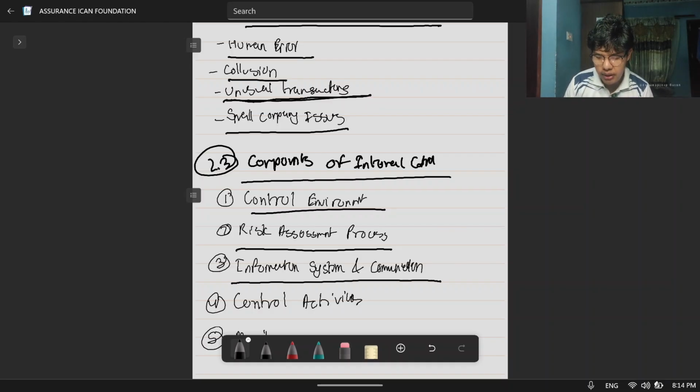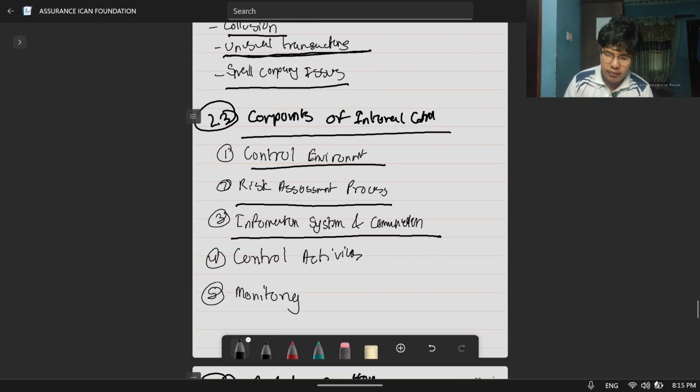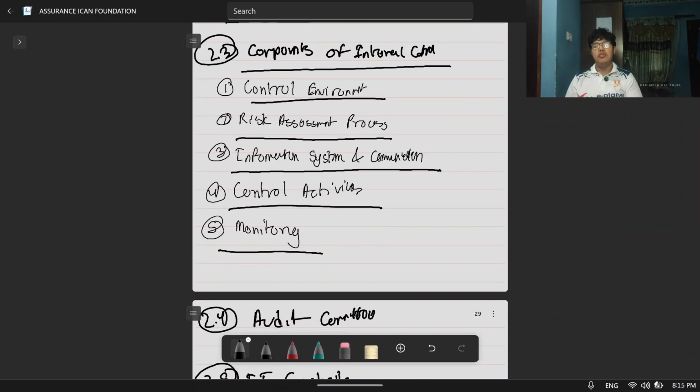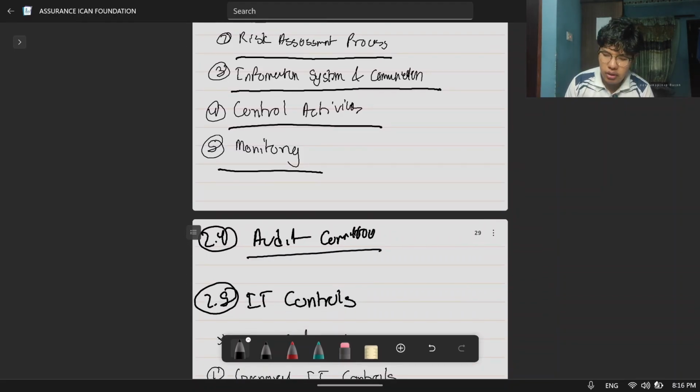And then we have got information system and communication. It's the process of just collecting, storing, processing, and reporting useful information. And then we have got control activities. These are the corrective activities if anyone is going against the policies or procedures. Control activities like correction गर्छ. And then we have got monitoring. Monitoring is overseeing if the internal control processes or policies are being followed or not. And then we have got audit committee.